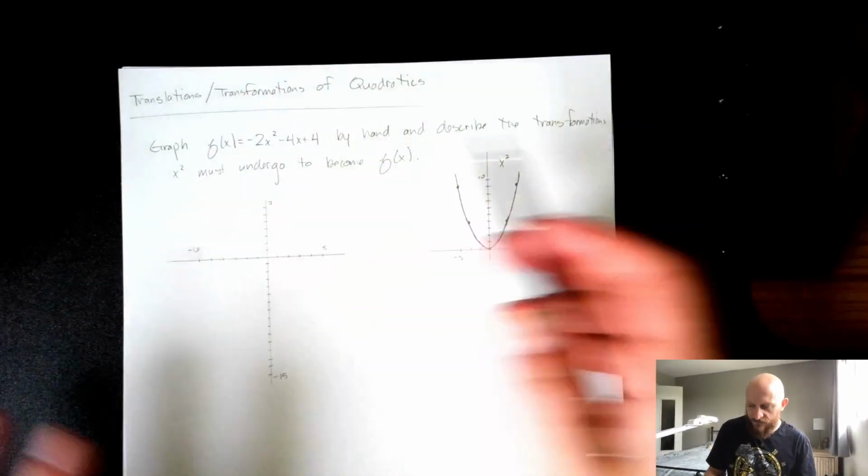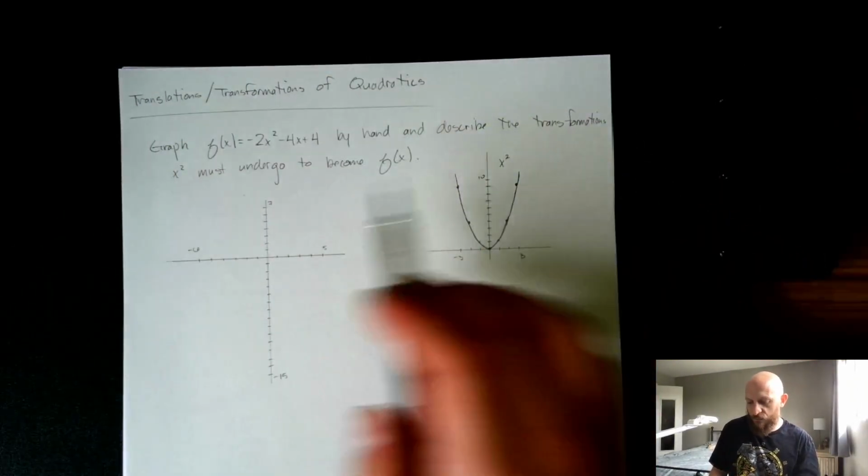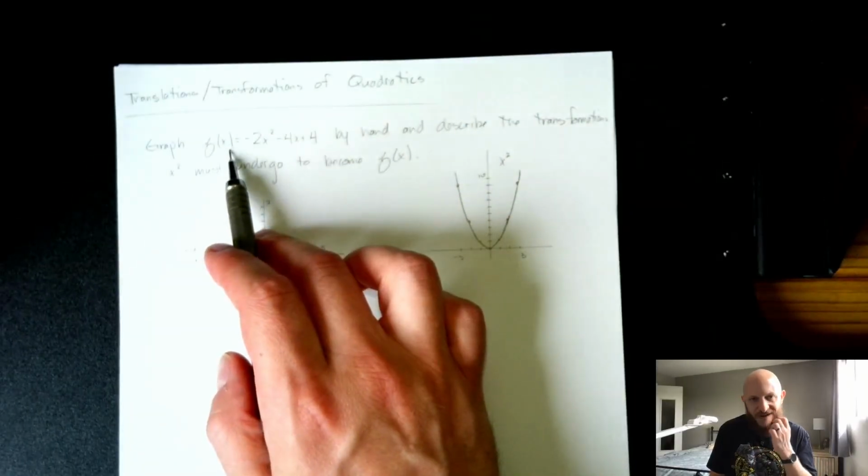So on the one hand, we're asked two different things. That's one thing that we're asked. The other thing that we're asked is we just need to graph this thing.